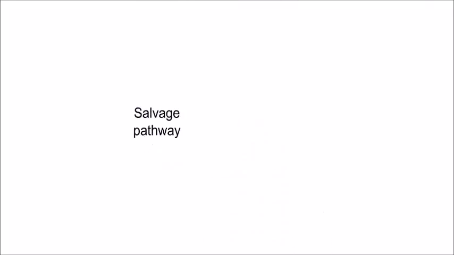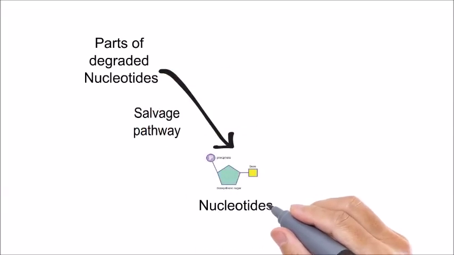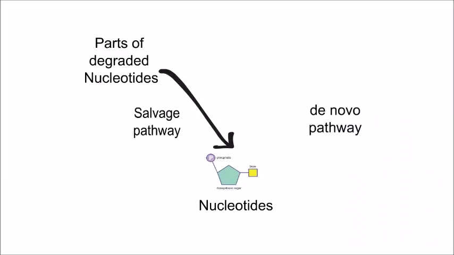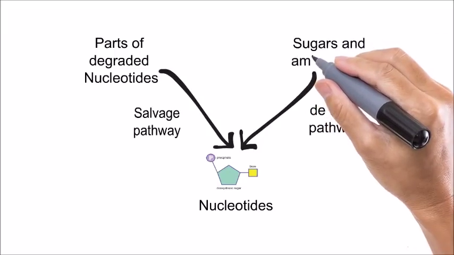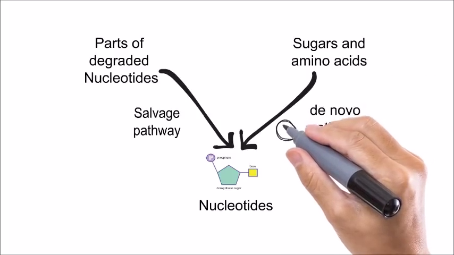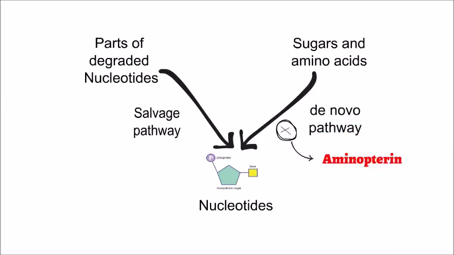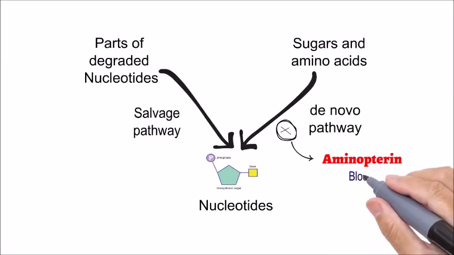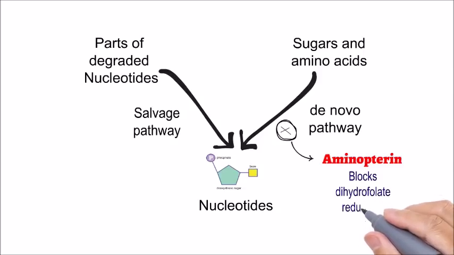In the salvage pathway, cells use the degraded parts of old nucleotides to produce new nucleotides. And in the de novo pathway, completely new nucleotides are synthesized using small metabolites like different sugars and different amino acids which are present in the media. In HAT media, cells cannot operate the de novo pathway, and this is due to the presence of aminopterin in the media. This aminopterin blocks one key enzyme which is required to operate the de novo pathway, and this enzyme is dihydrofolate reductase. Once this enzyme is blocked, cells cannot operate the de novo pathway.